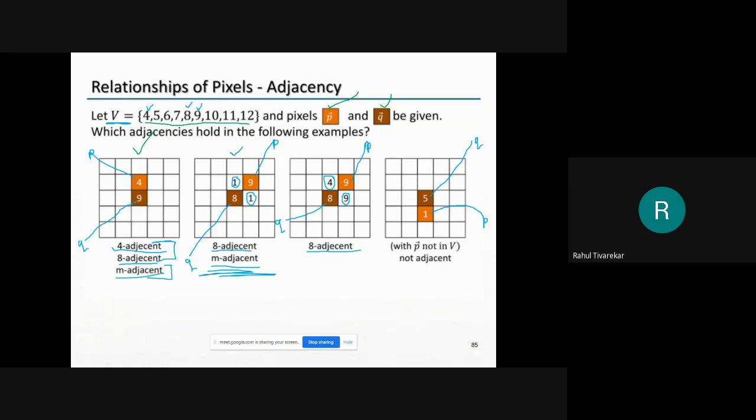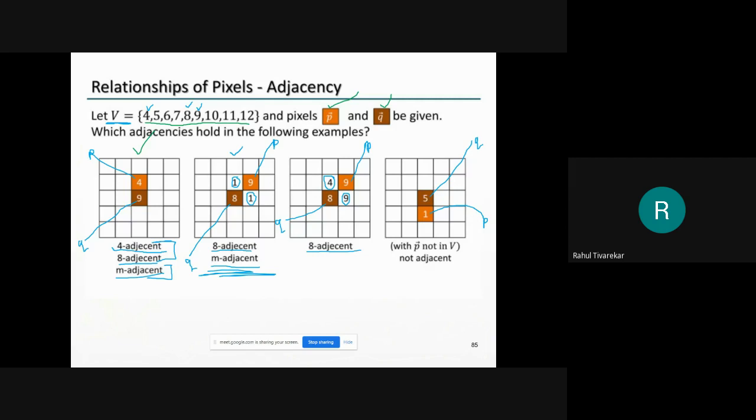Yes, the reason is that both the pixels are not part of V. The pixel 1 is not part of V. So I hope now you understood what the difference is between neighbors and adjacency. Neighbors means just dependent on location.